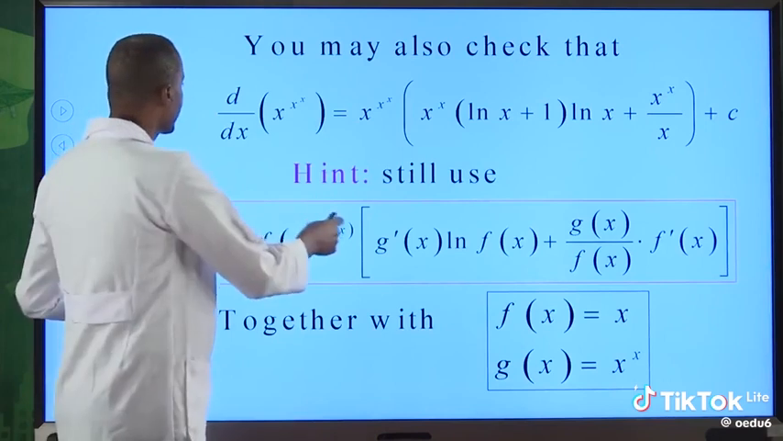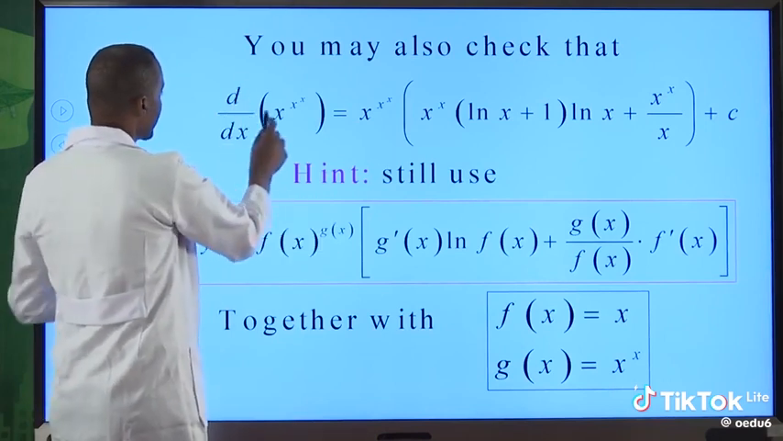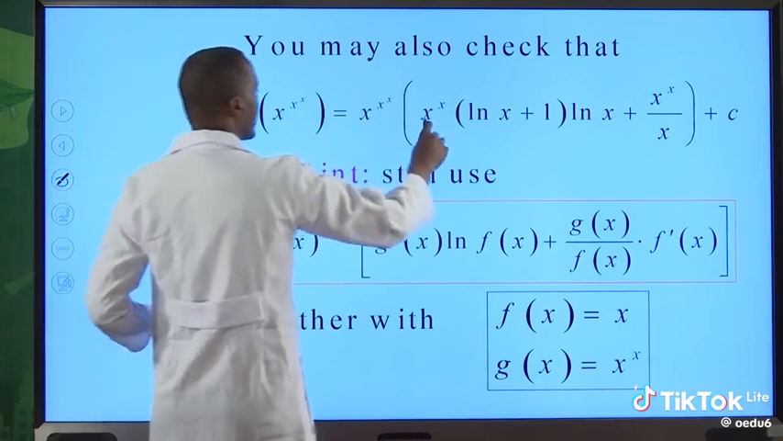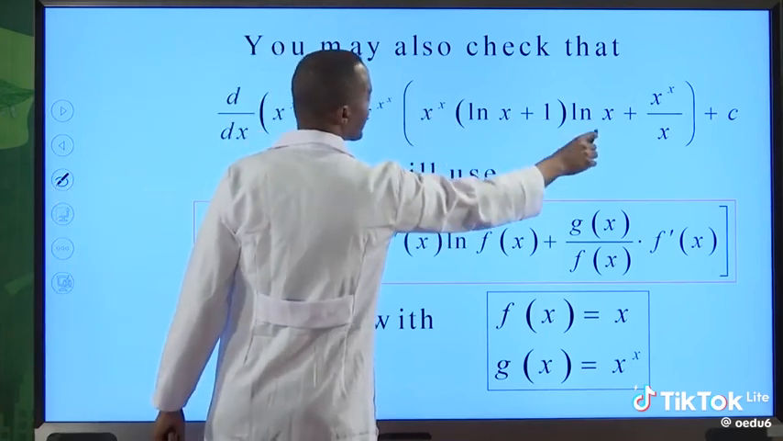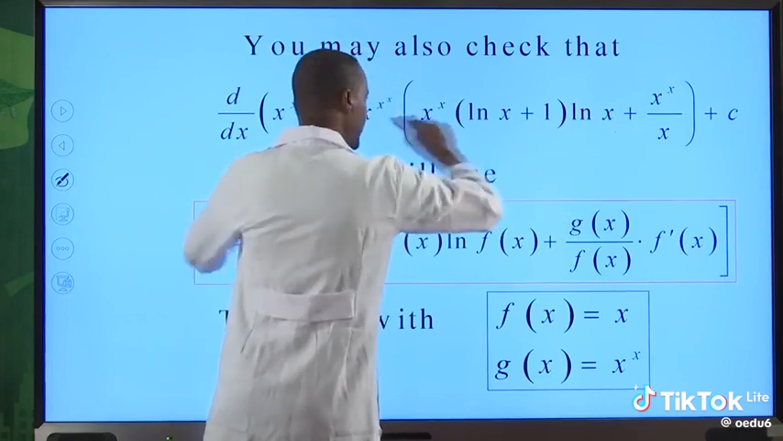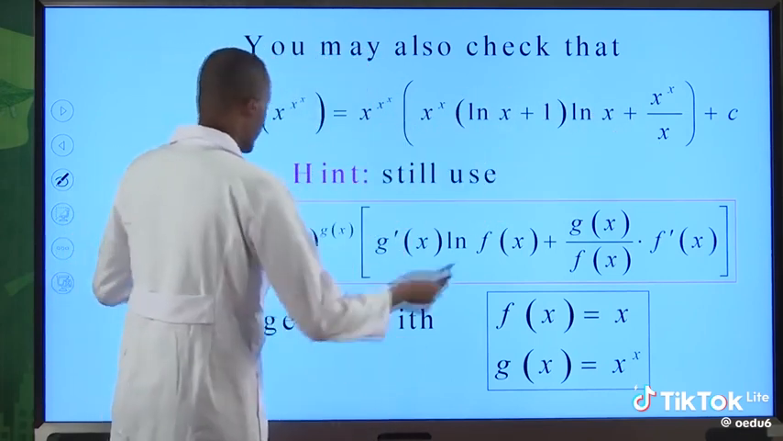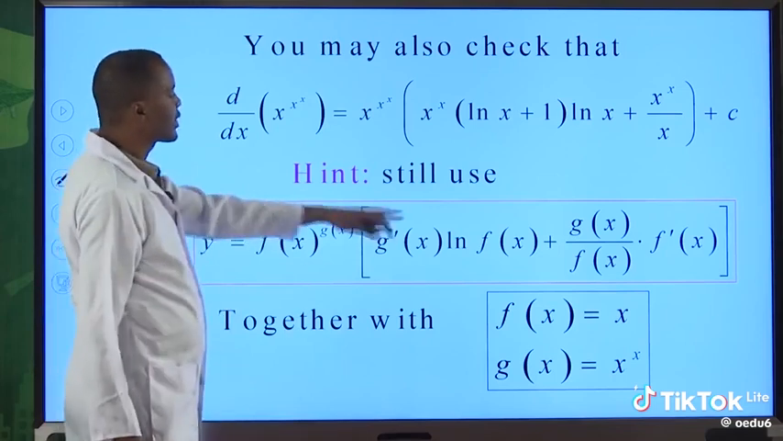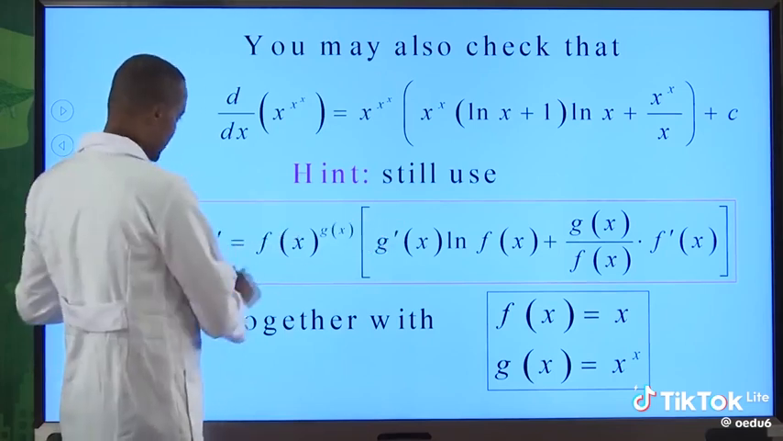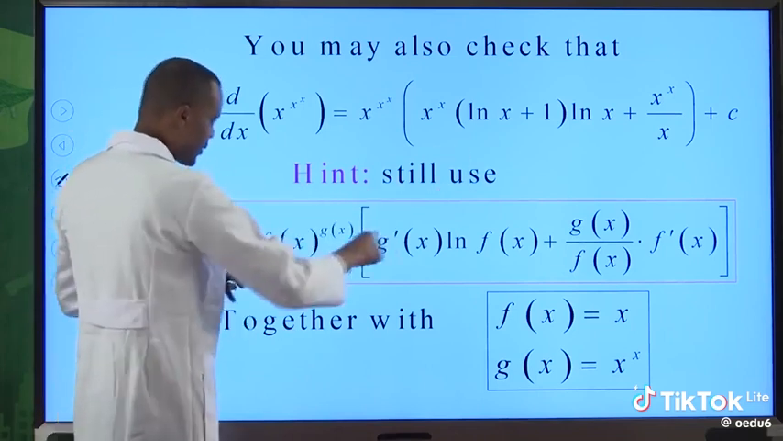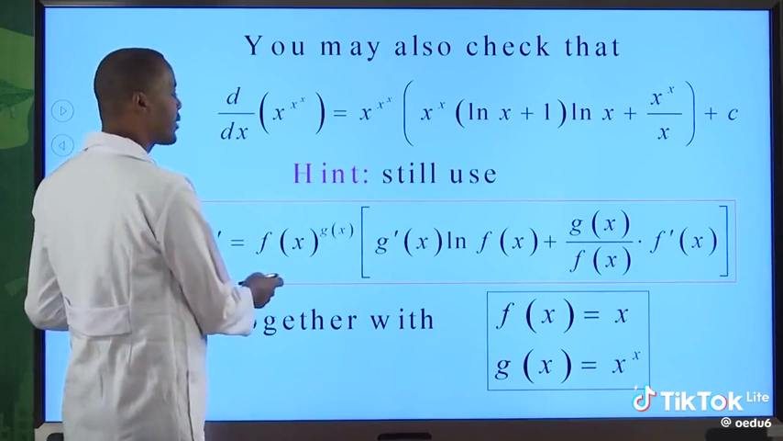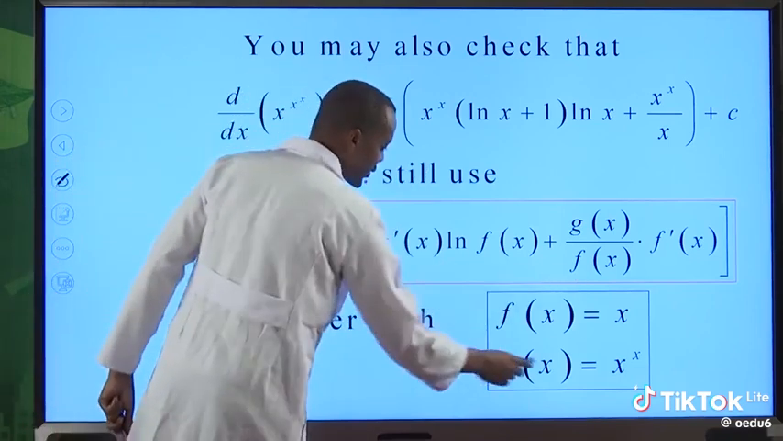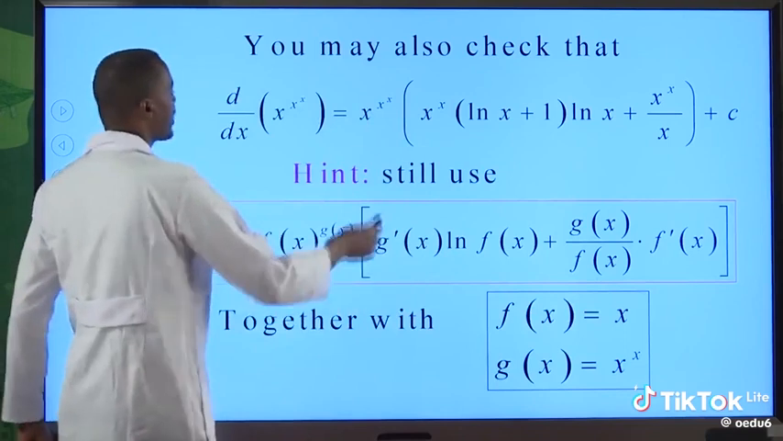You may also check that the derivative of x to the power of x to the power of x is x to the power of x to the power of x times x to the power of x times ln x plus 1 times ln x plus x to the power of x over x. Even if it looks kind of complicated, when you directly plug into the formula that we have derived a while ago by converting the given exponential function into a logarithm, the one in this rectangle will help us to attack this kind of problem very easily. What you need to do is simply f of x is x and our g of x is x to the power of x. Then you get that to be the answer.